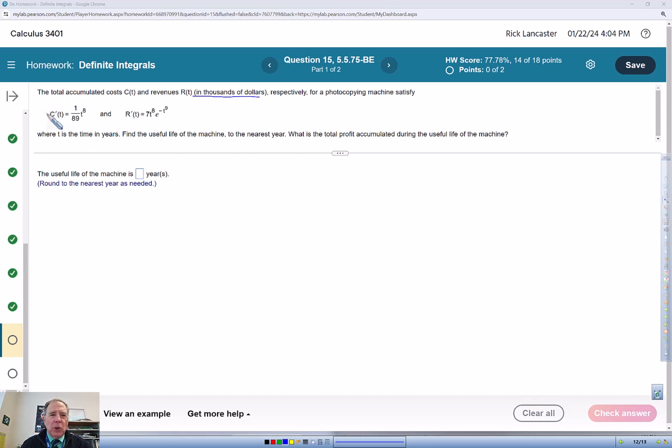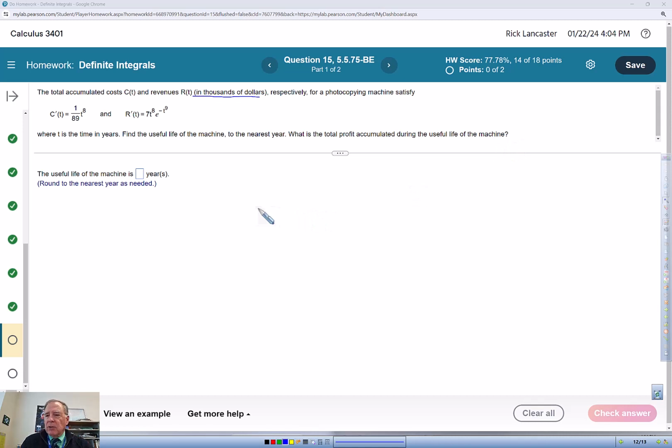So this is the derivative of the cost function, also known as marginal cost, and the derivative of the revenue function, also known as marginal revenue. T is time in years. Find the useful life of the machine to the nearest year. What is the total profit accumulated during the useful life of the machine?